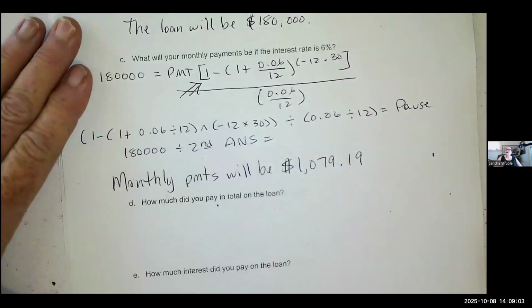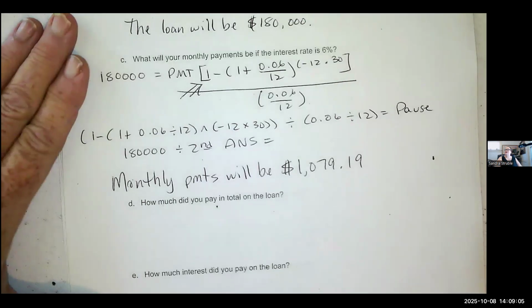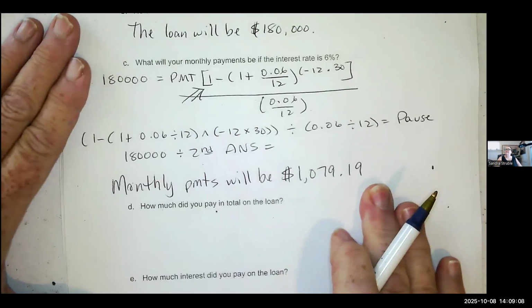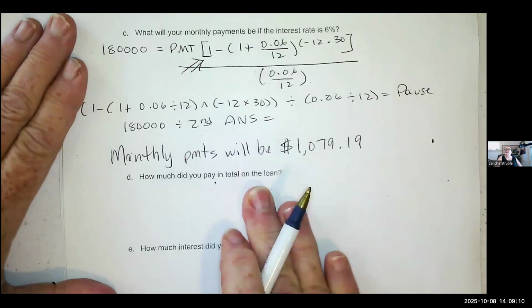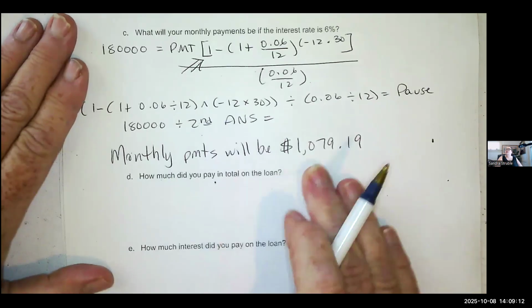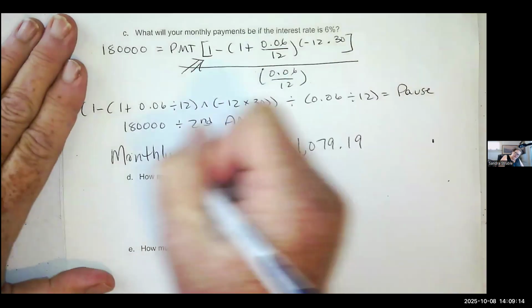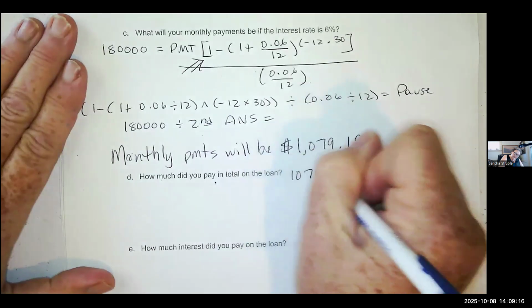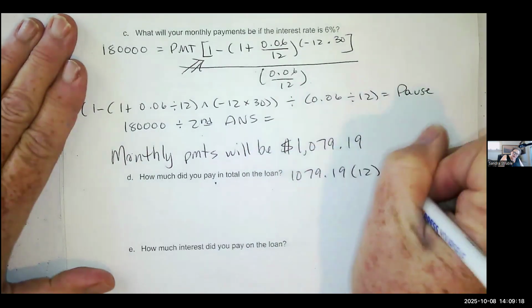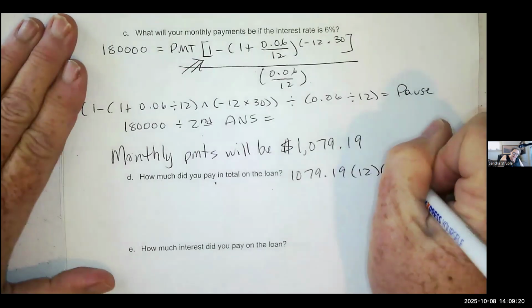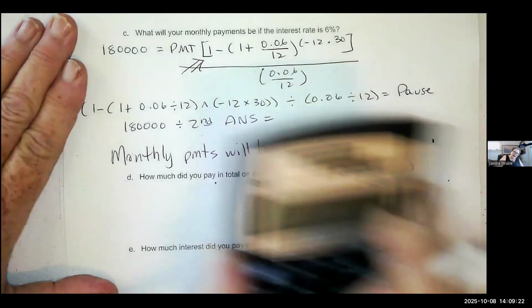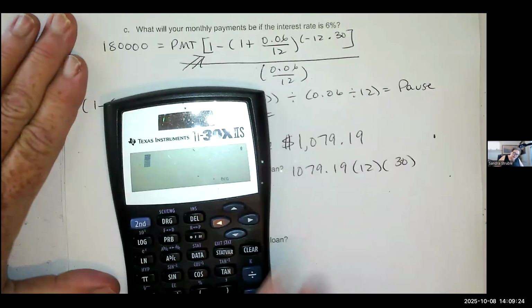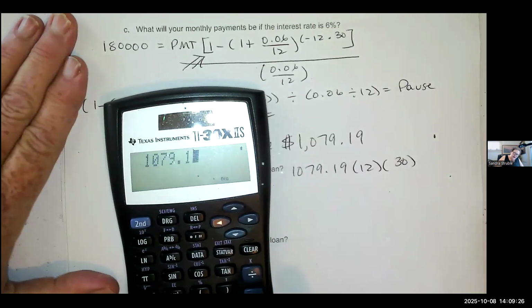This is on top of the 20 grand that you put down. You're also making these monthly payments. How much did you pay in total on the loan? Well, that's just your monthly payments times 12 times however many years. And this is a 30-year loan. Clear that calculator. 1079.19 times 12 times 30.